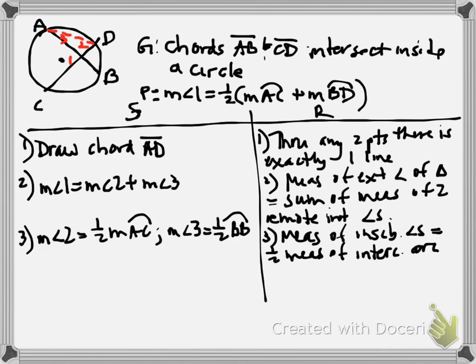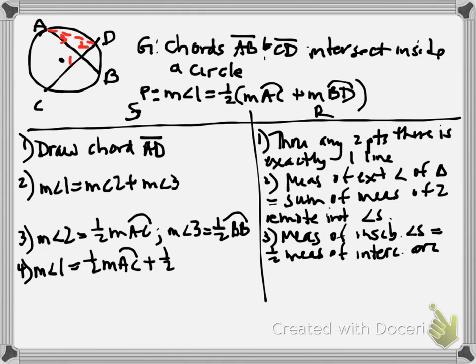And then let's see what else we have. Okay, so now I have the measure of angle 1 equals measure of angle 2 plus measure of angle 3. And I have a value for what the measure of angle 2 is. So I'm going to do a little substitution here. Measure of angle 1 is going to equal, instead of writing measure of angle 2, I'm going to write 1/2 the measure of arc AC. And instead of saying measure of angle 3, I'm going to substitute in 1/2 the measure of arc.